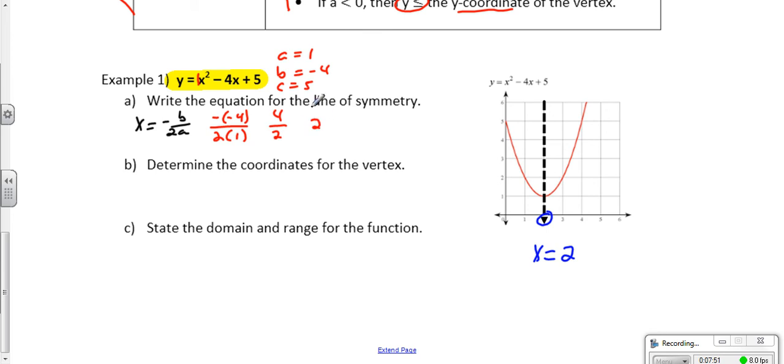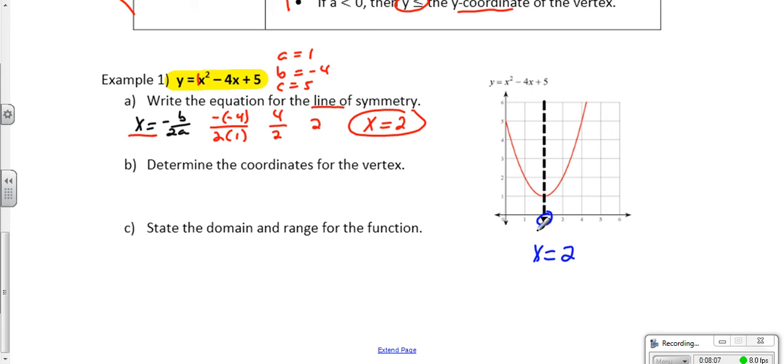Now this is a line, which means we have to have an equation. It's a line of symmetry, which means it's a vertical line, which means we're going to write x equals 2. And that's what this part is. And that is exactly what we have from the graph.